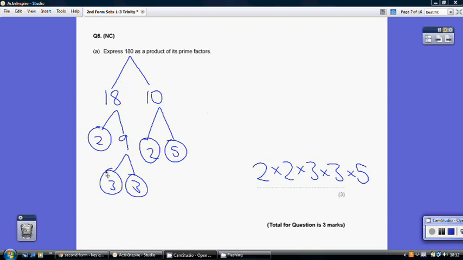So this is our workings over on the left. Now our final answer is going to be all of these circled numbers multiplied together. Now it's a nicety to put them in numerical order, so it's 2 times 2 times 3 times 3 times 5. But as I mentioned earlier on, you must include the multiplication signs or you would drop a mark. It is not a shopping list, it is a product. It is numbers being multiplied together.